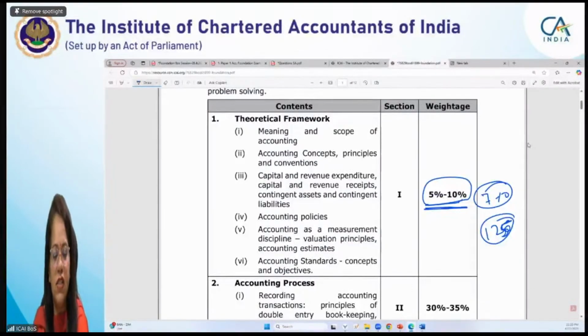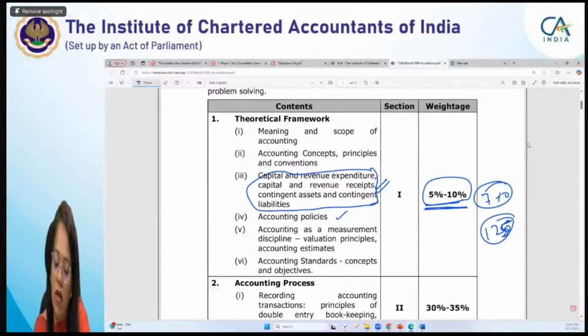And what do we have in this section? Meaning, scope, accounting concepts. What is accounting? What are the functions of accounting? What are the services that chartered accountants provide to society? Expenditure, capital and revenue expenditure. We receive true and false from capital and revenue expenditure. Not only true and false, we also receive some questions: identify whether these expenses are capital or revenue expenditure. Then accounting policies. What are accounting policies? We have contingent assets as well as contingent liabilities. What are contingent assets and liabilities? Then valuation principles and accounting standards.